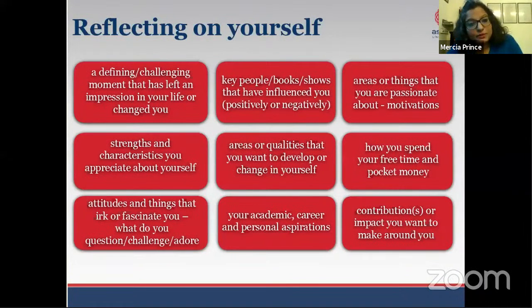Think about key people, family, friends, neighbors, random strangers that you've met, or books that you've read, TV shows or movies that you've watched, music that you listen to, that has influenced you. And it could be positively or negatively. It doesn't have to only be positive. We get influenced in different ways by different things, so think about what has influenced you as a person.